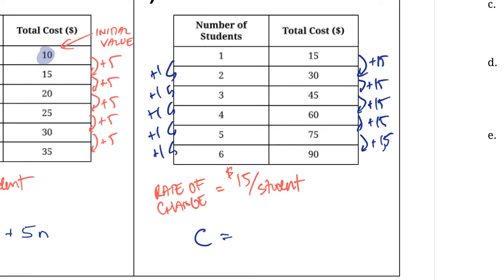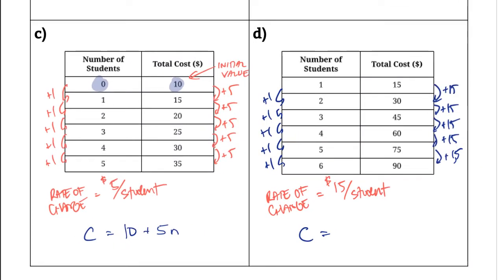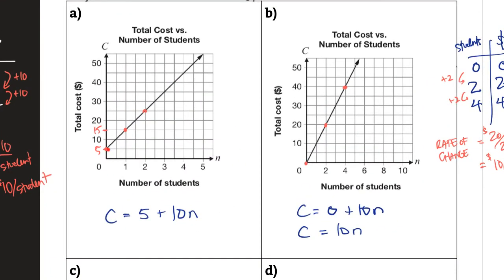But we have to be careful. How is this different than the previous table? Well, the previous one is different because it tells you how much it would cost even if 0 students went, right? It would cost $10. But this one doesn't tell you how much 0 students cost. So we actually can't just put in the 15 as the initial value because it's not the initial value. The initial value always happens where there's a 0 here. It's the thing that corresponds to 0. Or on the graph, it's the thing where it would be corresponding to 0.